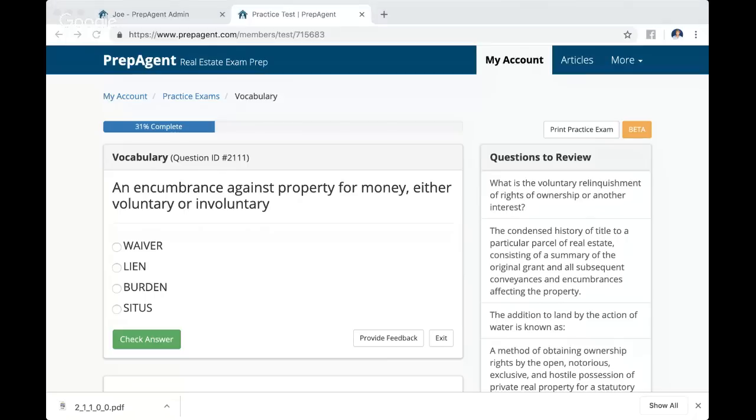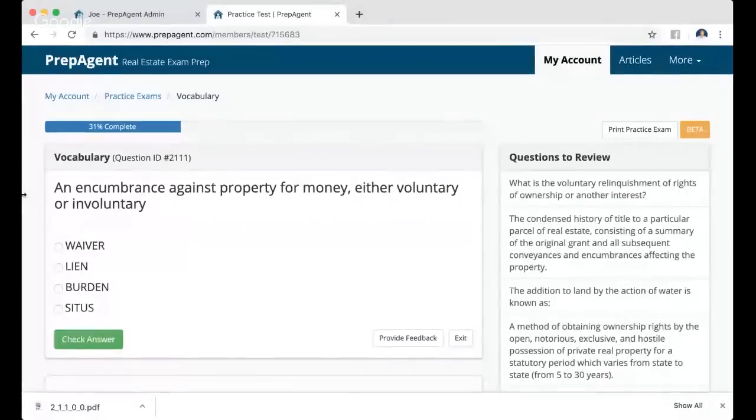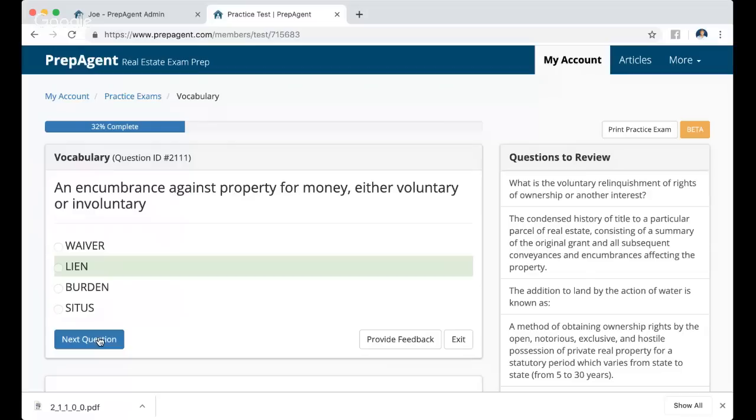Okay, so the first vocabulary word on the board. An encumbrance against property for money, either voluntary or involuntary. A, waiver, B, lien, C, burden, or D, situs. What do you guys think? Okay, it is a lien.